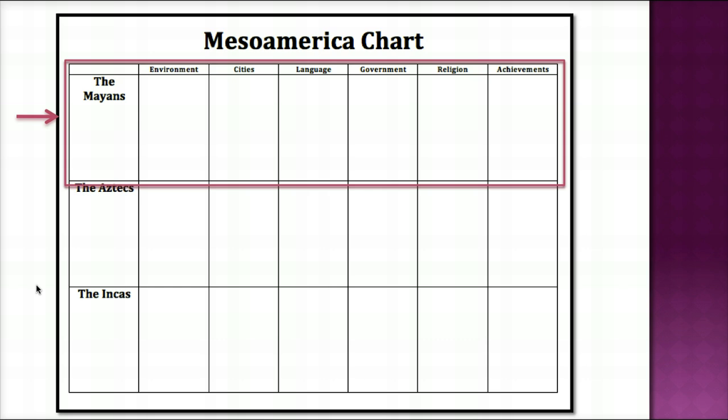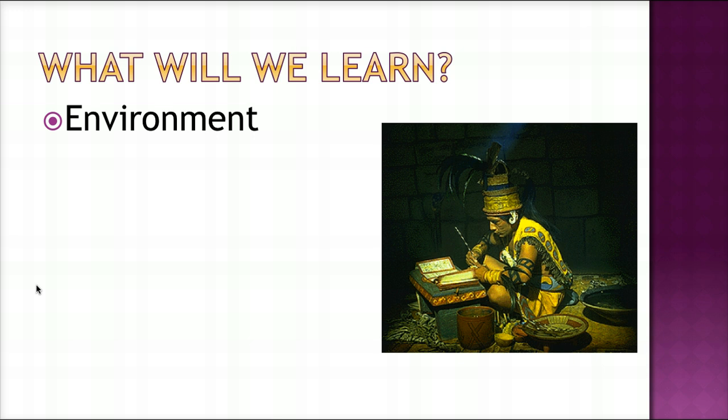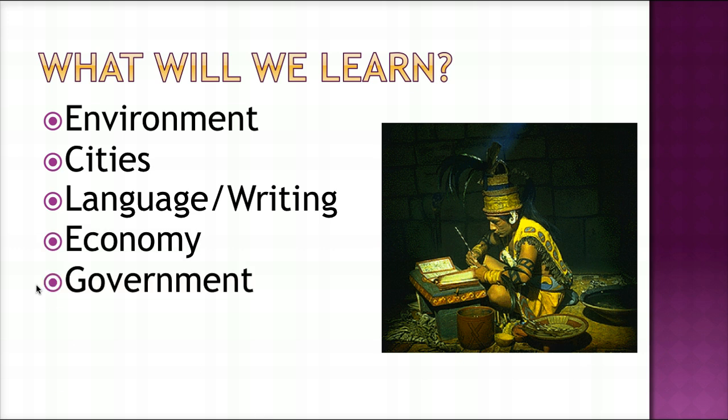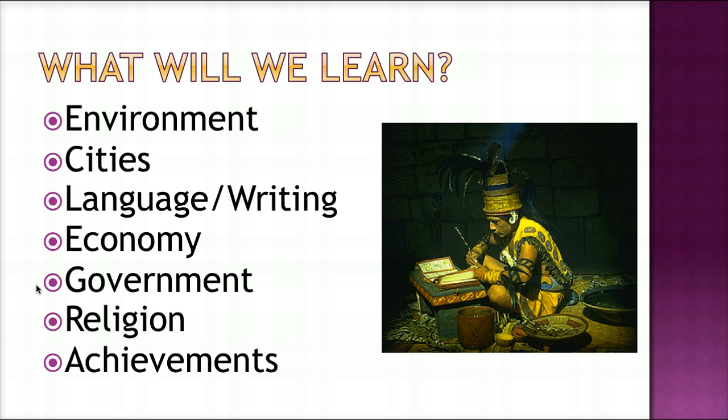Now, what you should be doing is every one of you should have received a Mesoamerica chart. And what you're going to do is fill in information under each one of these categories as we go through each one of these cultures. Today we're simply going to look at the Mayans, so we'll be able to fill in a lot of information as we go along here. So the information on your chart will be environment, cities, language and writing, economy, government, religion, and achievements. And we're going to look at all of those, and through this we're going to understand who the Maya were and what they did.